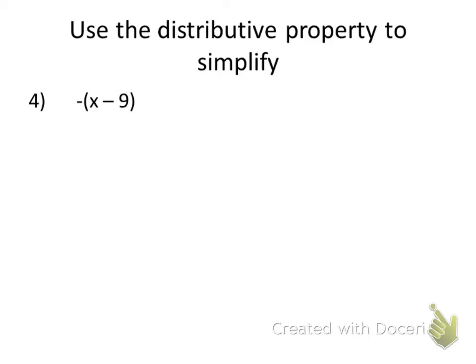Now, there's no number in front of the x. So that's like having a what? 1. So you got a 1 there, you got a 1 there. Sneak them in. Now you can start distributing. So I have negative 1 times 1x.